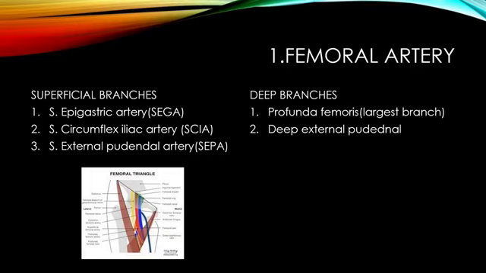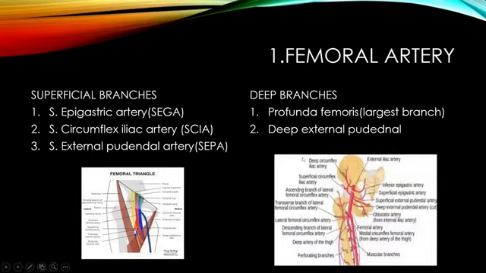The superficial branches are the superficial epigastric artery, superficial circumflex iliac artery, and superficial external pudendal artery. The short forms I have mentioned next to them are SEA, SCIA, and SEPA, which can be remembered as the names of three sisters. And then we have deep branches, that is the profunda femoris and the deep external pudendal artery. In this diagram, we can observe the superficial circumflex iliac artery, the superficial epigastric artery, and the superficial external pudendal artery, which basically move upwards.